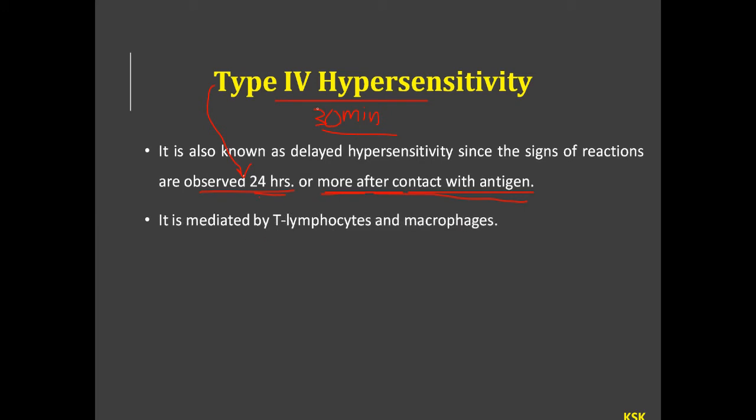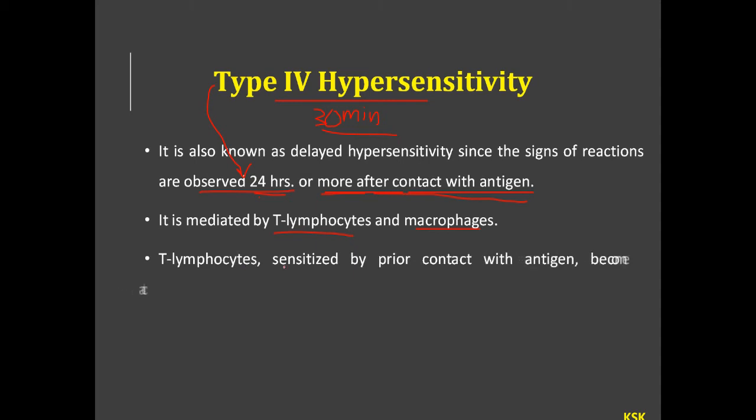Type 1 is mediated by immunoglobulin E, whereas type 2 is mediated by immunoglobulin G and M. Type 4 hypersensitivity reactions are mediated by T lymphocytes and macrophages. Just keep in mind: type 4 hypersensitivity reactions are mediated by T lymphocytes and macrophages.